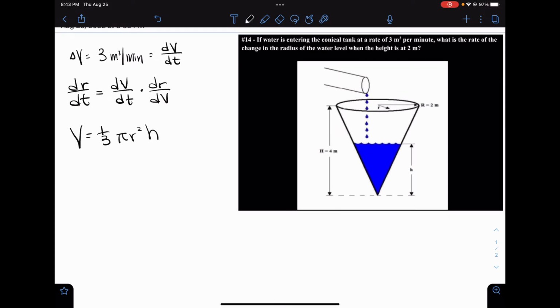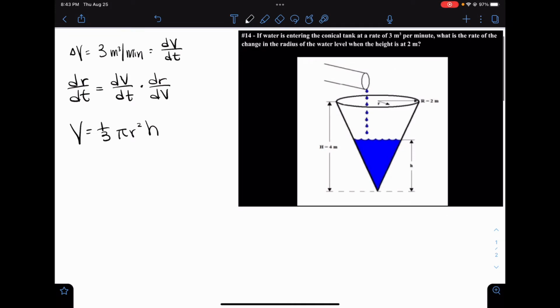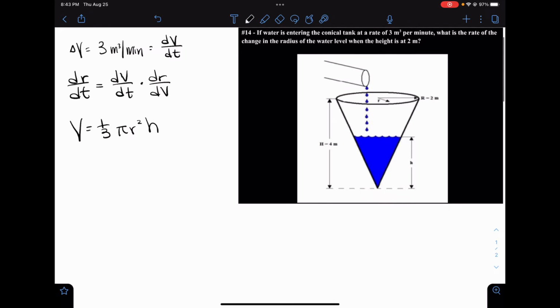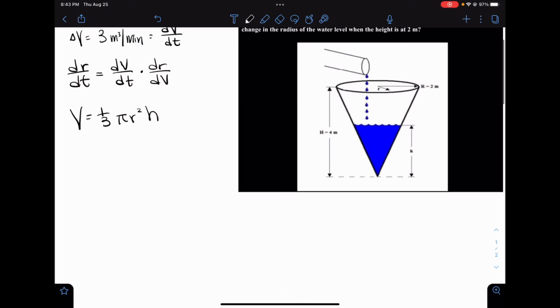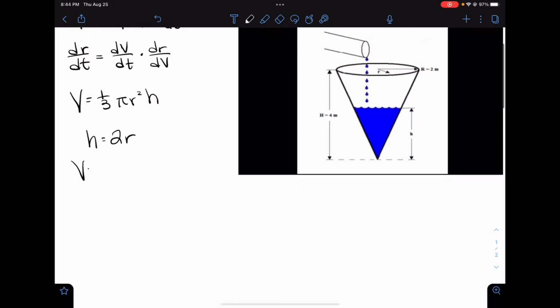This is a good step, but we have height within that, so we need to cancel out height. Luckily, our diagram gives us information that we can simplify with. We know that height equals 4 at the maximum and radius equals 2 at the maximum. Because it's a cone, we know that ratio is constant throughout. So we can synthesize that height equals 2 times radius, and we can substitute that into our volume equation. And we get 2/3 pi r cubed.